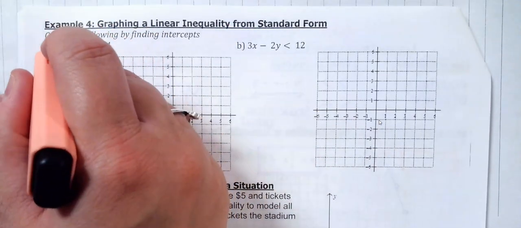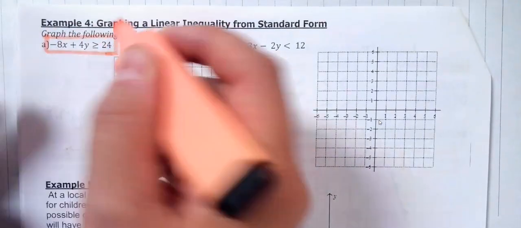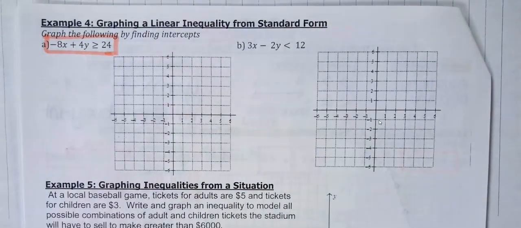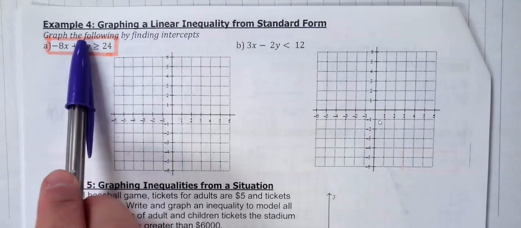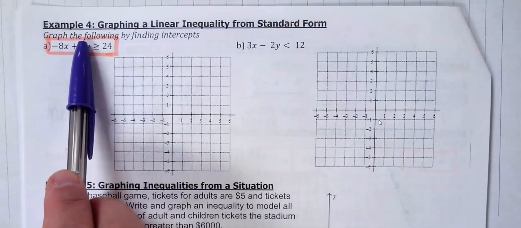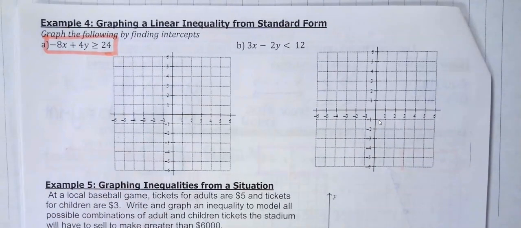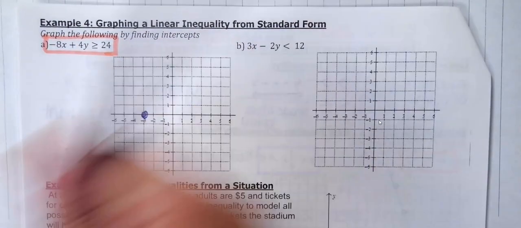I've got -8x plus 4y is greater than or equal to 24. If I just wanted to use intercepts here, what would my x-intercept be? Yeah. -3. Okay, so -3 for my x-intercept. What would my y-intercept be?